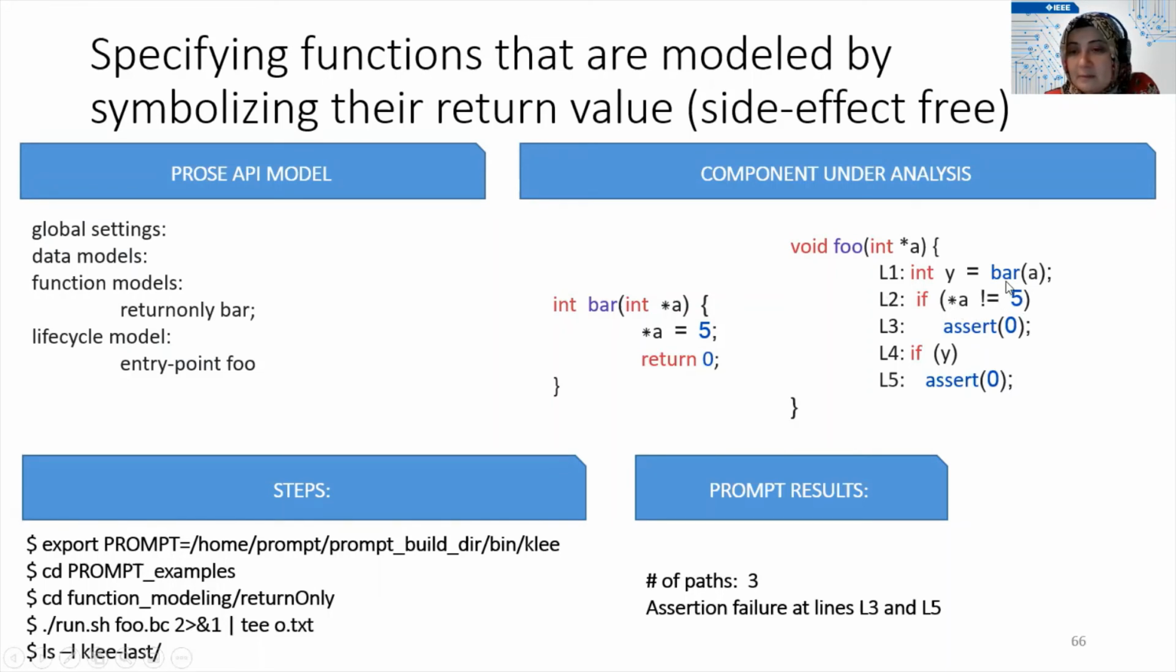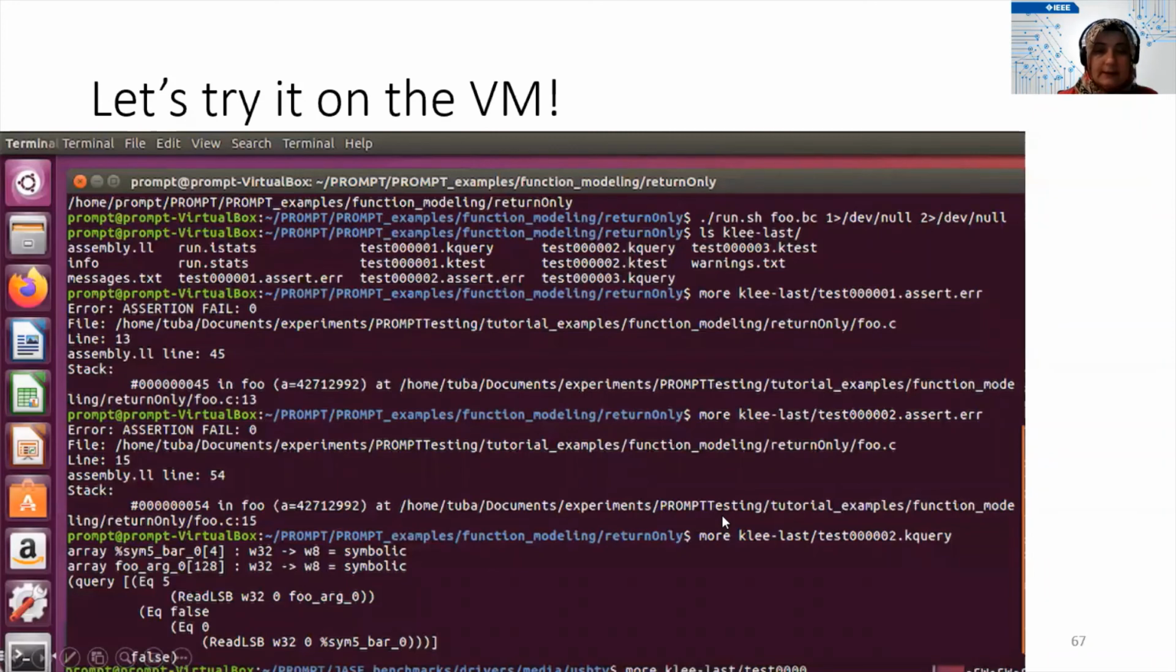And then we check whether it is not equal to 5. Remember that since we're modeling bar, its body will not be executed, right? So since this is unconstrained, this if statement will hold and we can reach the assertion failure here. Similarly, the return value will be symbolic and this will hold and we can reach L5. And you can go to the return only directory under function modeling and reproduce this example. And you see the two assertion failures.